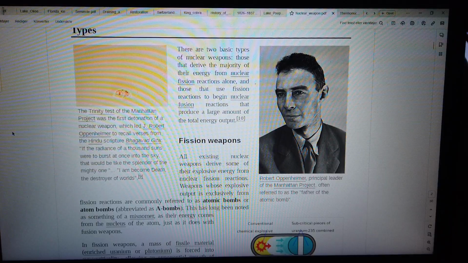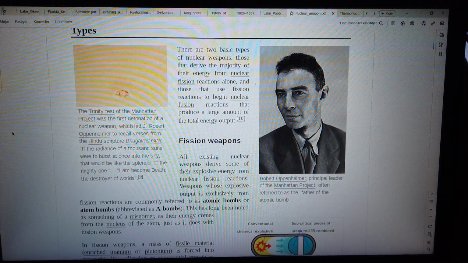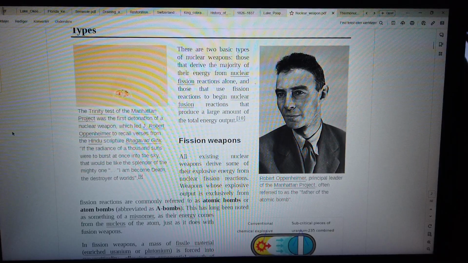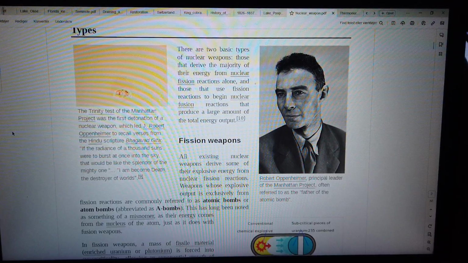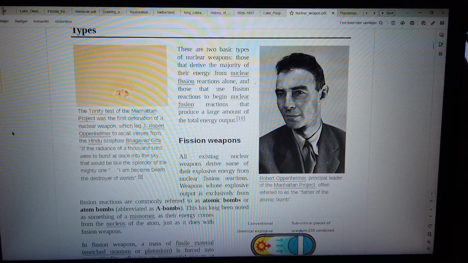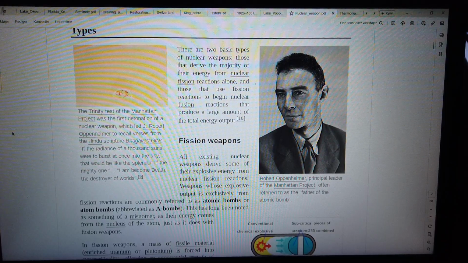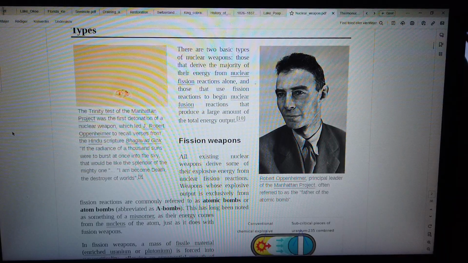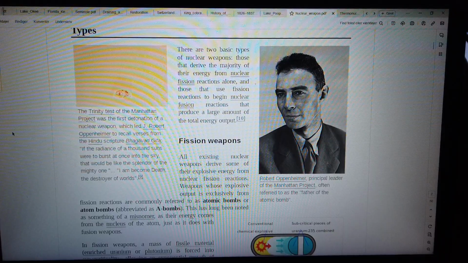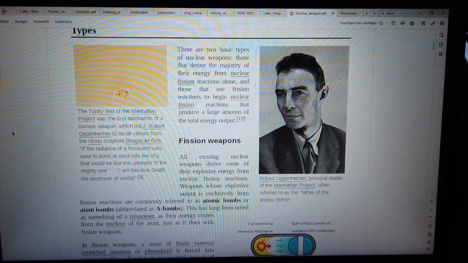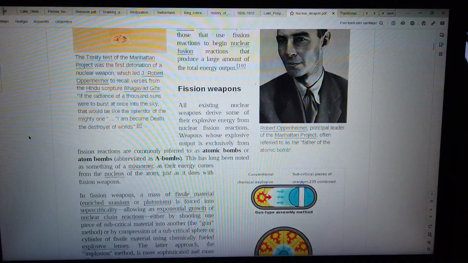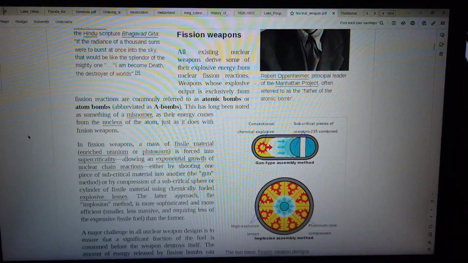There are two basic types of nuclear weapons: those that derive the majority of their energy from nuclear fission reactions alone, and those that use fission reactions to begin nuclear fusion reactions that produce a large amount of total energy output. Fission weapons. The two basic fission weapon designs. All existing nuclear weapons derive some of their explosive energy from nuclear fission reactions. Weapons whose explosive output is exclusively from fission reactions are commonly referred to as atomic bombs or atom bombs, abbreviated as A-bombs. This has long been noted as something of a misnomer, as their energy comes from the nucleus of the atom, just as it does with fusion weapons.